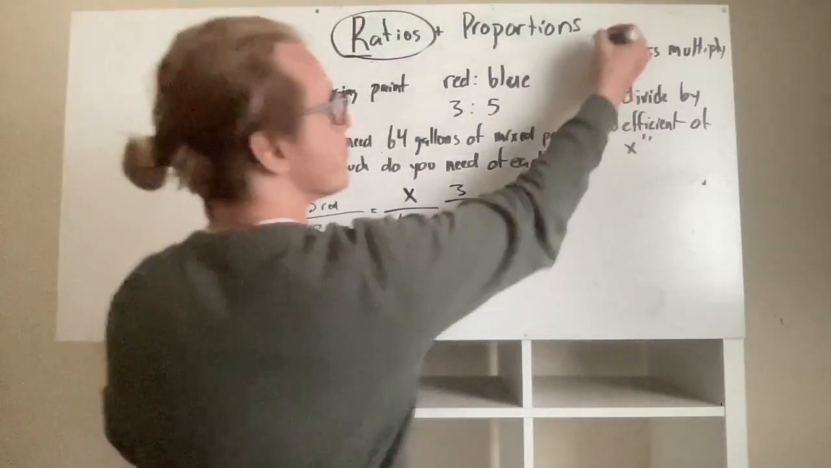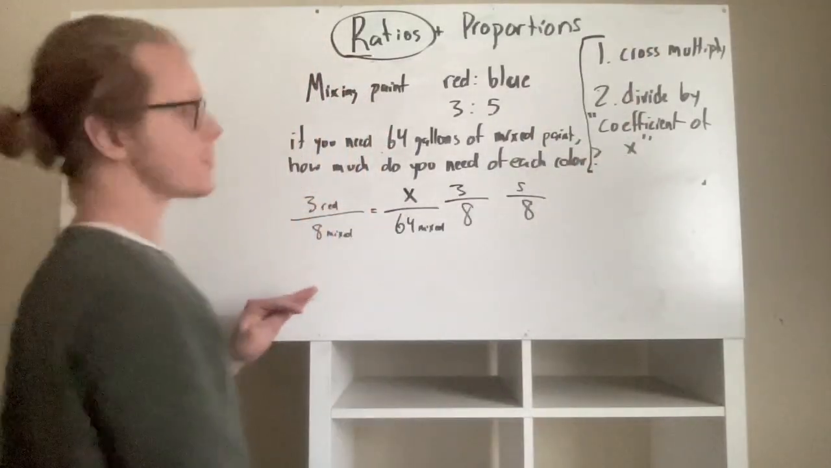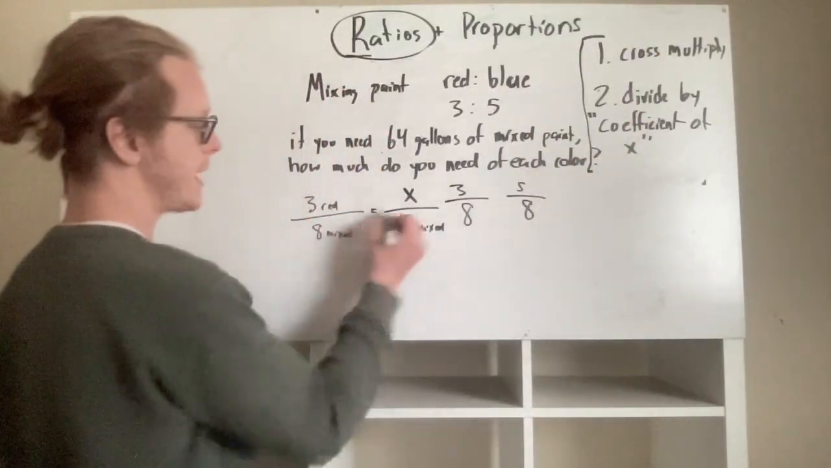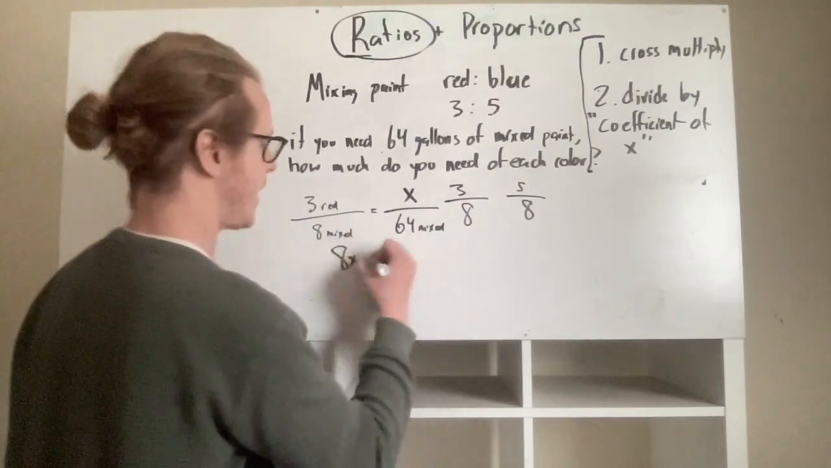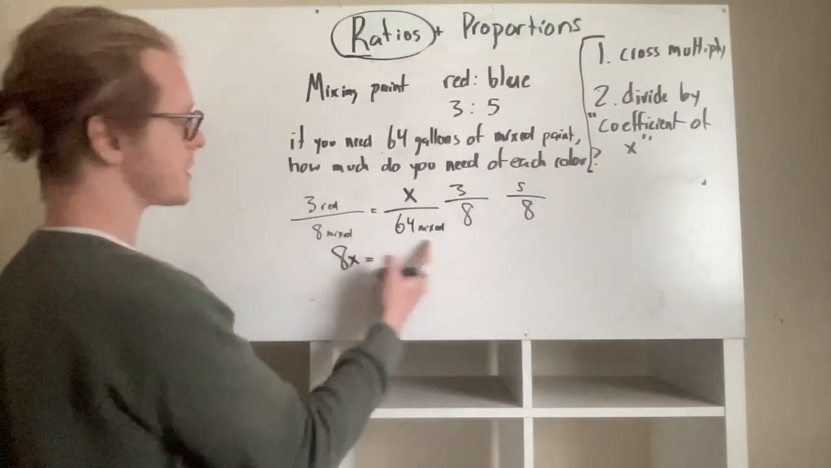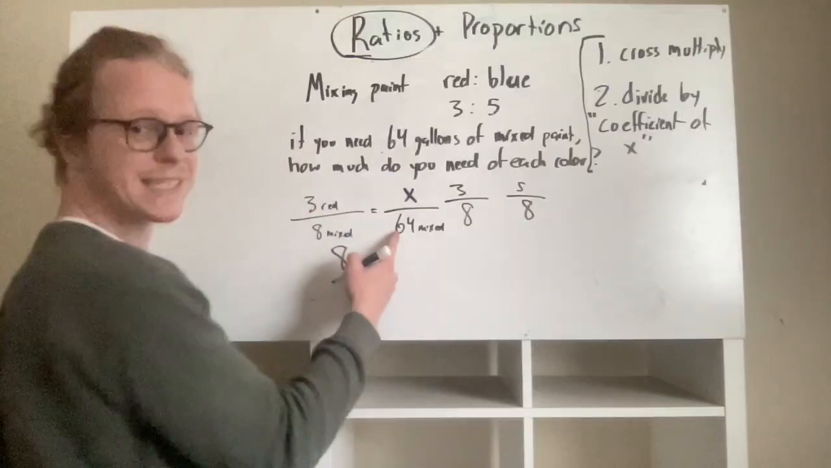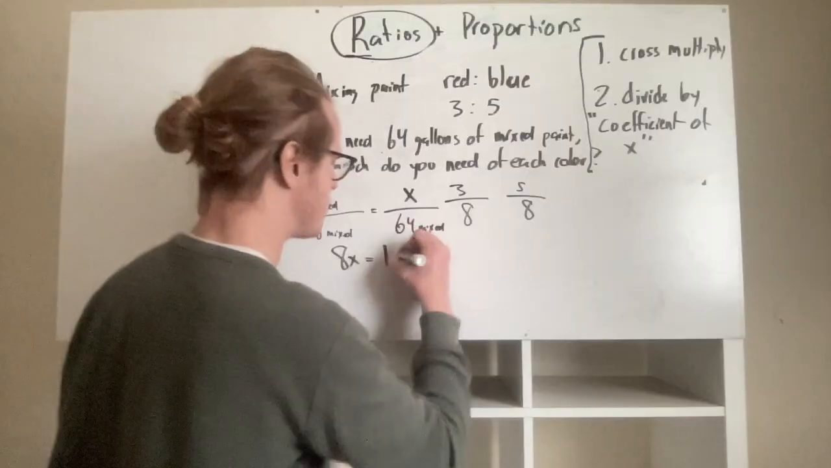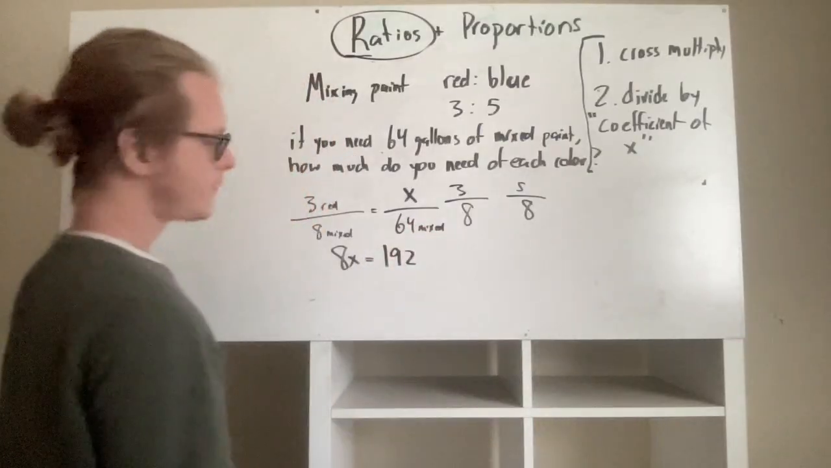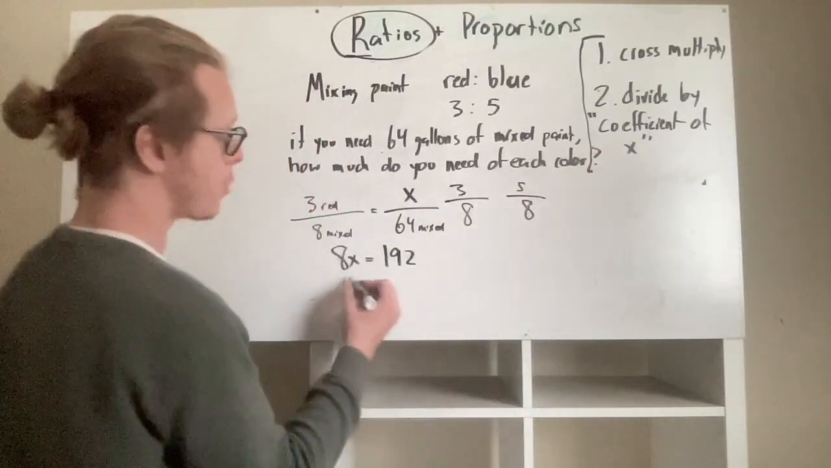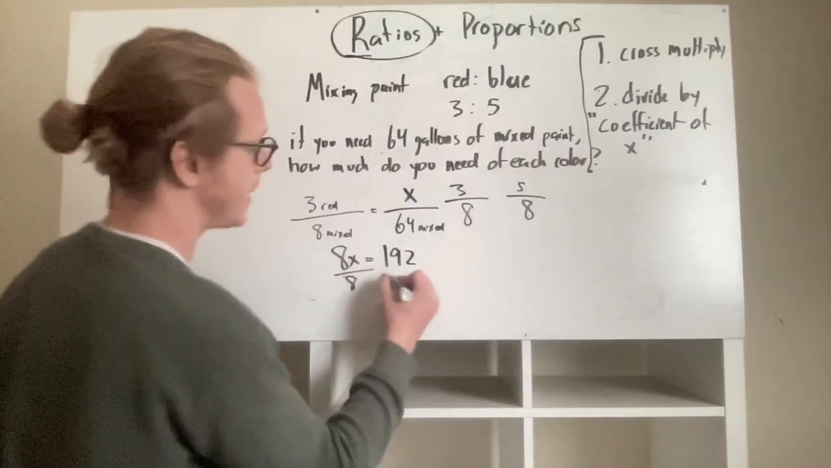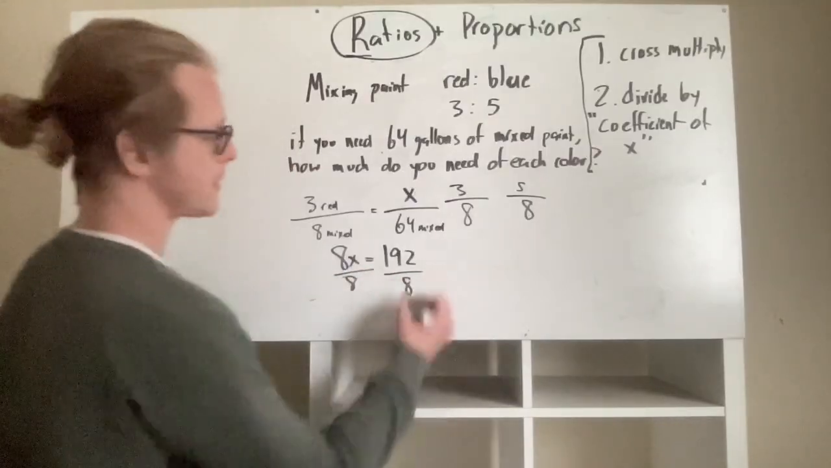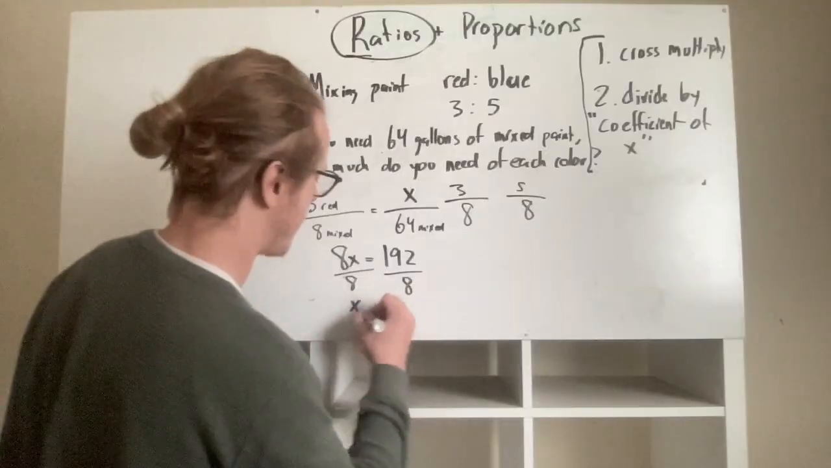Now we can follow these 2 steps to solve our proportion. Let's cross multiply. 8 times x is 8x. 3 times 64. Well, 3 times 60 is 180. 3 times 4 is 12, so 192. And then what's step number 2? Divide by the coefficient of x. Divide by 8. Divide by 8. This gives me x.